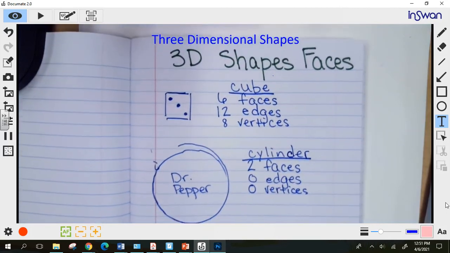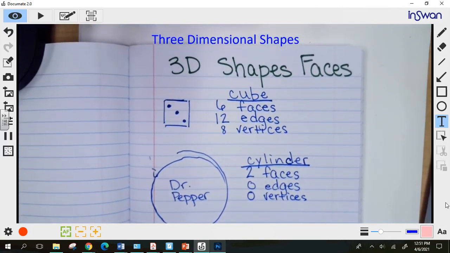You are going to do the same thing. Choose 2 objects in your house that are 3-dimensional shapes. Record the information about them and submit it to me.